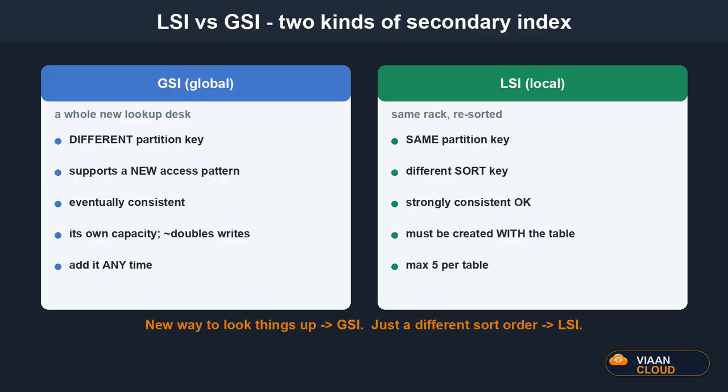There are actually two kinds of secondary index, and people mix them up. A global secondary index has a different partition key, supports a brand new access pattern, is eventually consistent, has its own capacity, and you can add it anytime.